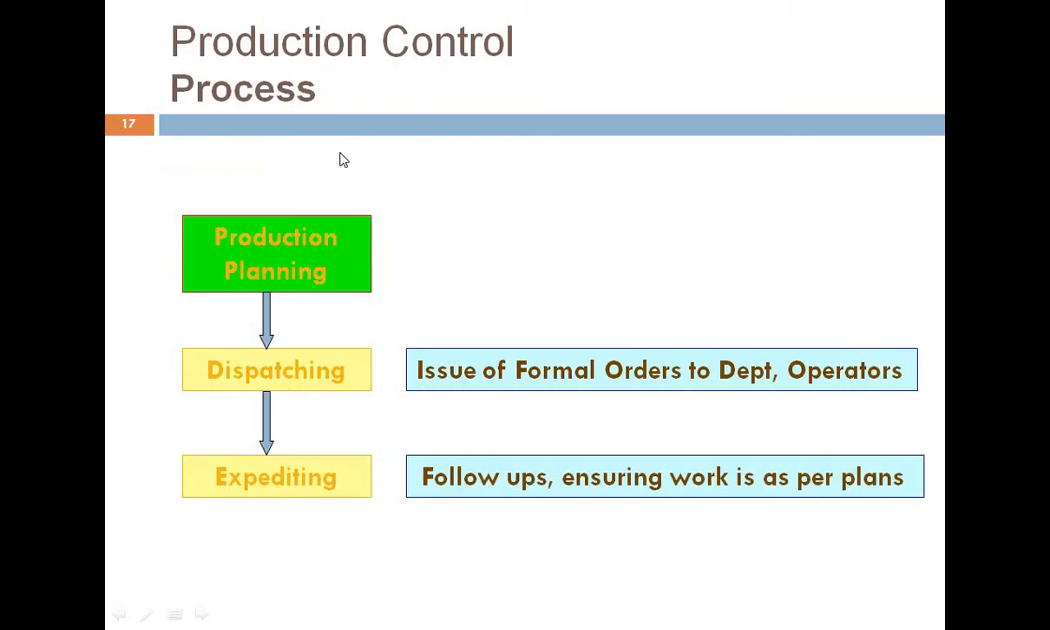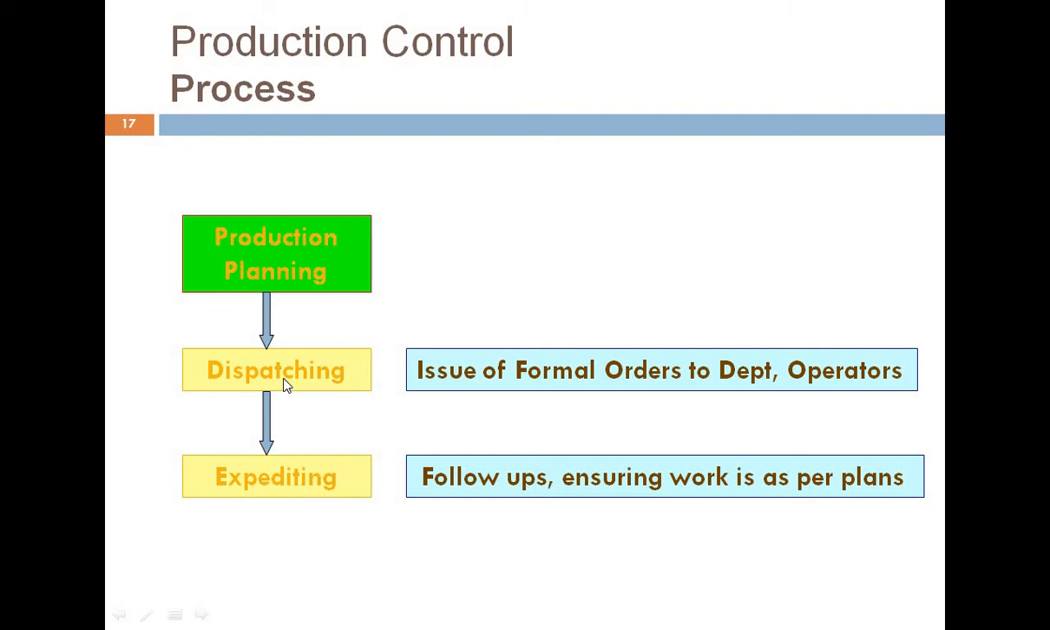Again, diagrammatically, I'm trying to explain what we mean by production control. We have completed production planning, which means all four steps are completed till here. As and when production planning is over, we continue with dispatching. And then the last step is follow-up or expediting.